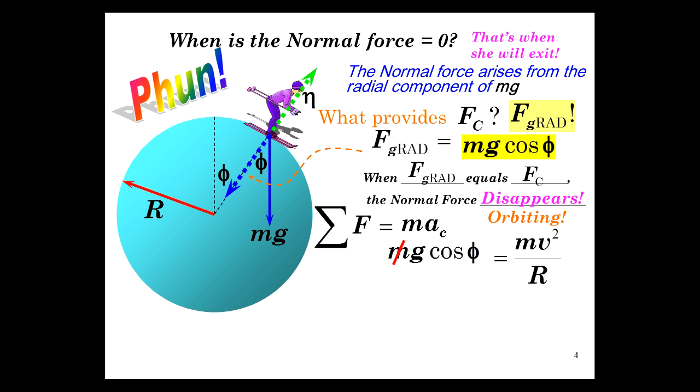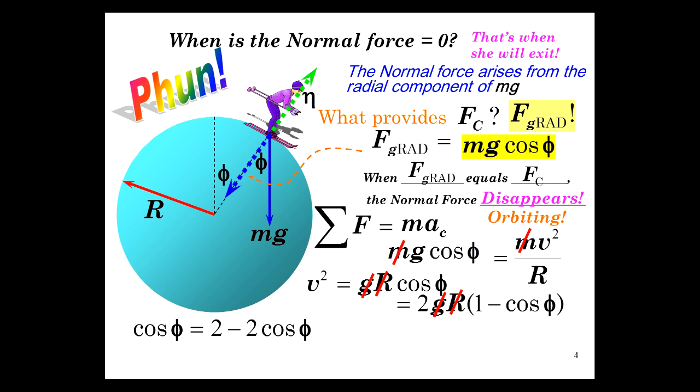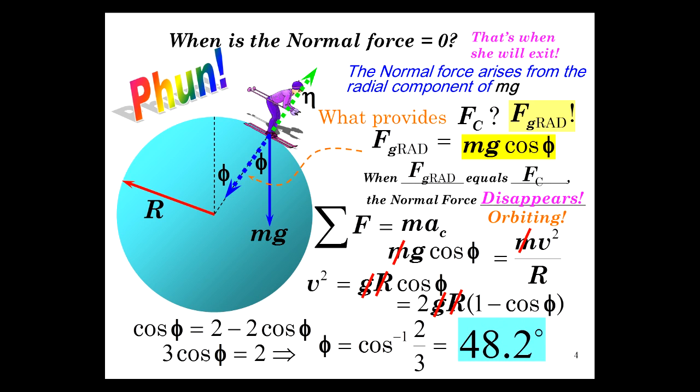So the m's go away. And now we have an expression for v squared: gr cosine of phi. But we already solved for v squared in the first part of this using energy. So that's 2gr times 1 minus cosine of phi. So those two are equal. The g's go away, the r's go away. And we now have this simple expression. Cosine of phi is 2 minus 2 cosine of phi. Bring the 2 cosine of phi from the right over to the left. 3 cosine of phi is 2. Phi is the inverse cosine of 2/3, which is the answer to the question, 48.2 degrees. Wasn't that a fun problem?